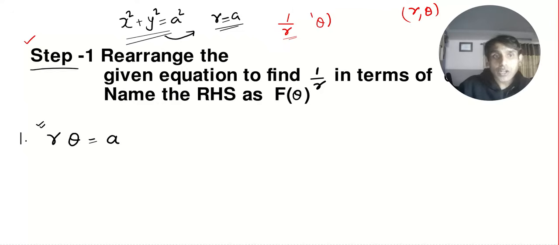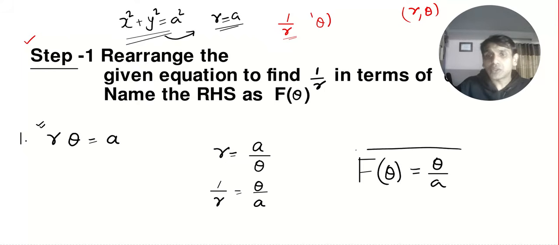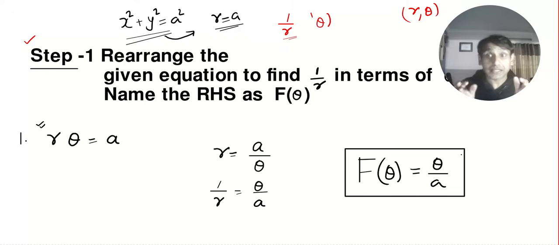Okay, so according to step 1, what we have to do is we have to rearrange. So I'll write r is equal to a divided by theta. Then I'll take reciprocal on both sides. So I'll get 1 by r is equal to theta divided by a. Can you see? I wrote 1 by r in terms of theta and call that value to be f of theta. So here we go. Step number 1 is complete. This is a very simple problem so that we can learn the technique.